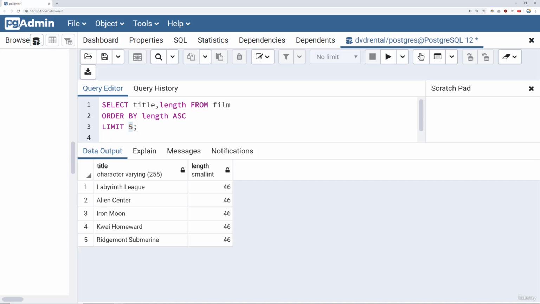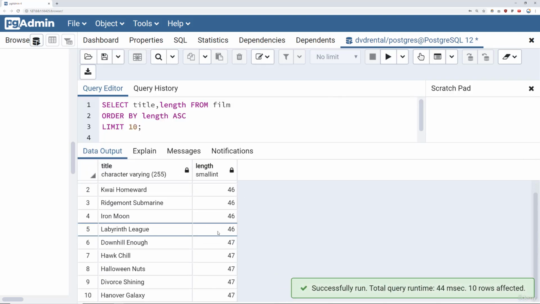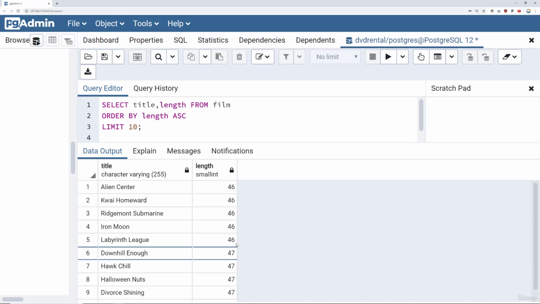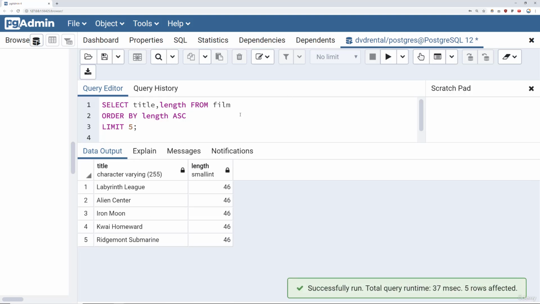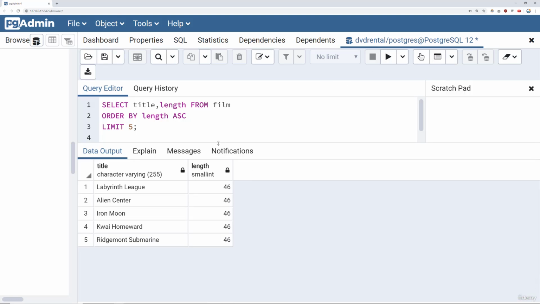So we don't actually know for sure if these are just the 5 shortest movies. What we could do is keep expanding on this limit, and then eventually we would see that the next length has been reached, 47 minutes. So it's by coincidence that there are only 5 movies with the shortest runtime of 46 minutes. But just saying LIMIT 5 doesn't guarantee that there are only 5 movies with the shortest runtime. So keep in mind that sort of issue that may arise when you're trying to solve a question like this.